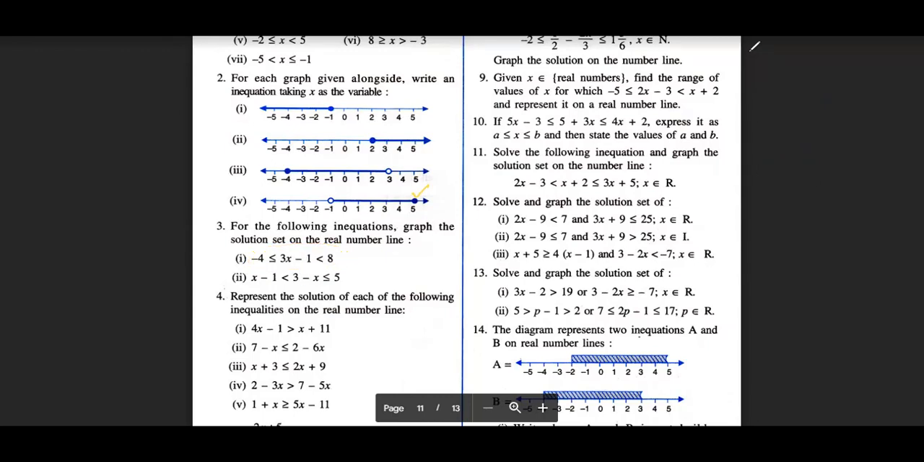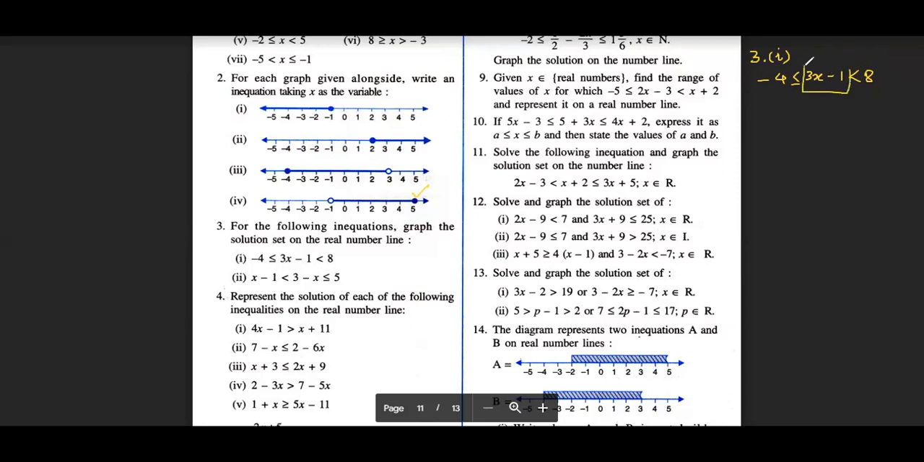ध्यान से देखो, question 3 का first question. -4 less than equal to 3x - 1 less than 8. ठीक है? बड़े आराम से इसको solve करेंगे. We have 2 inequations. So I have already taught you, when you have inequations combined like this, you split it into 2 and solve individually and then again recombine.